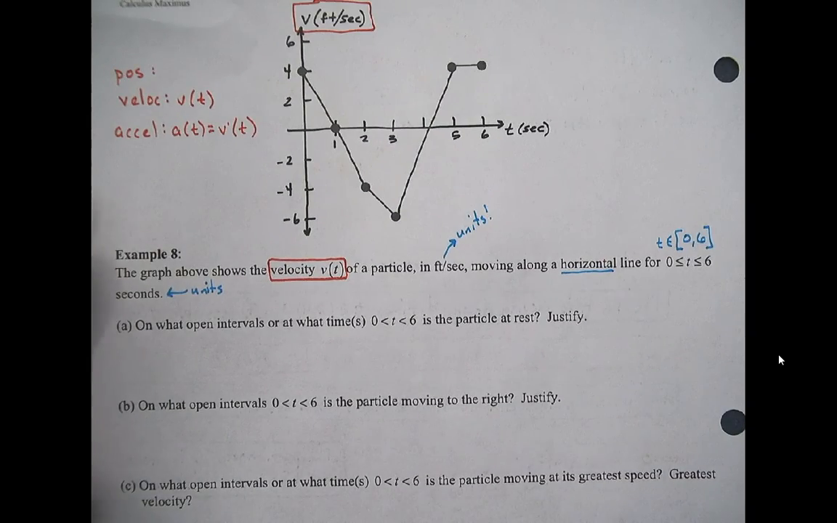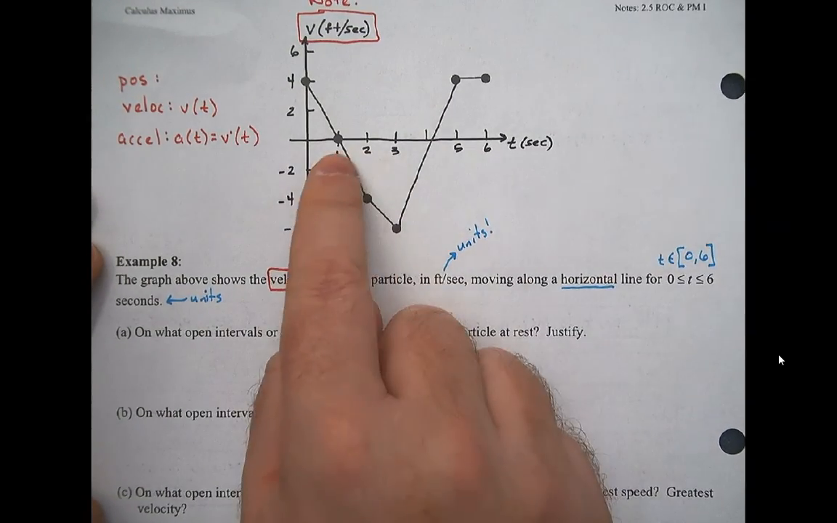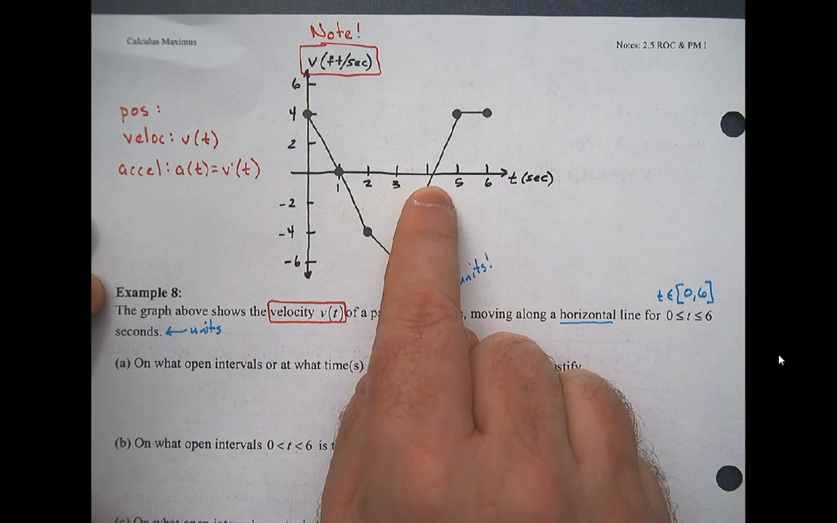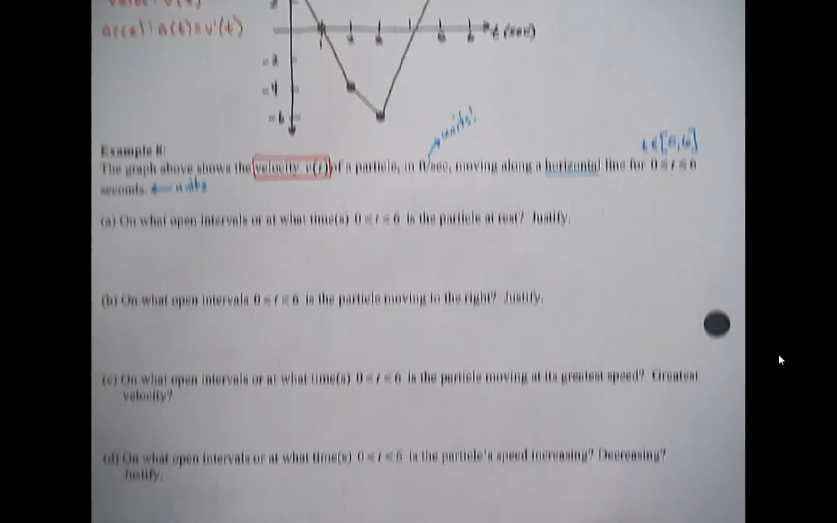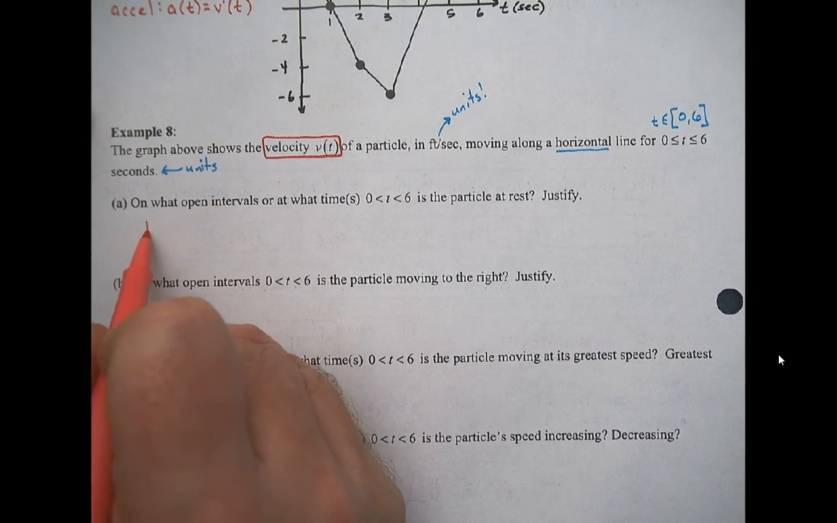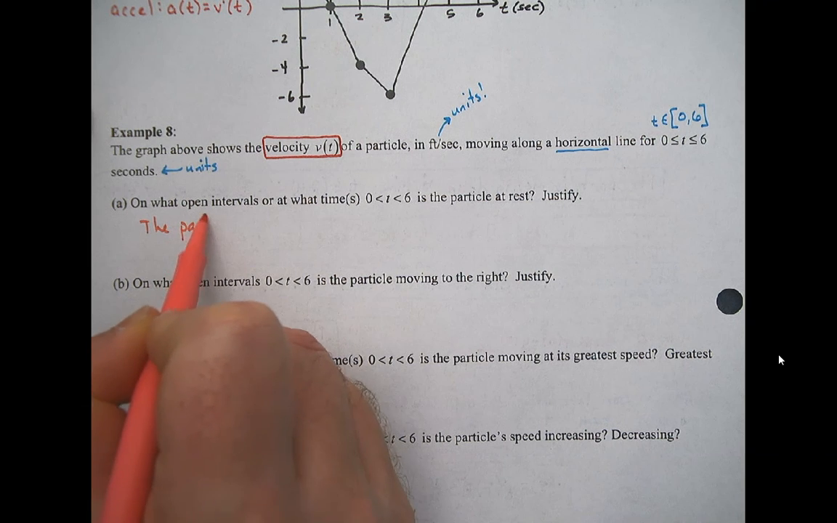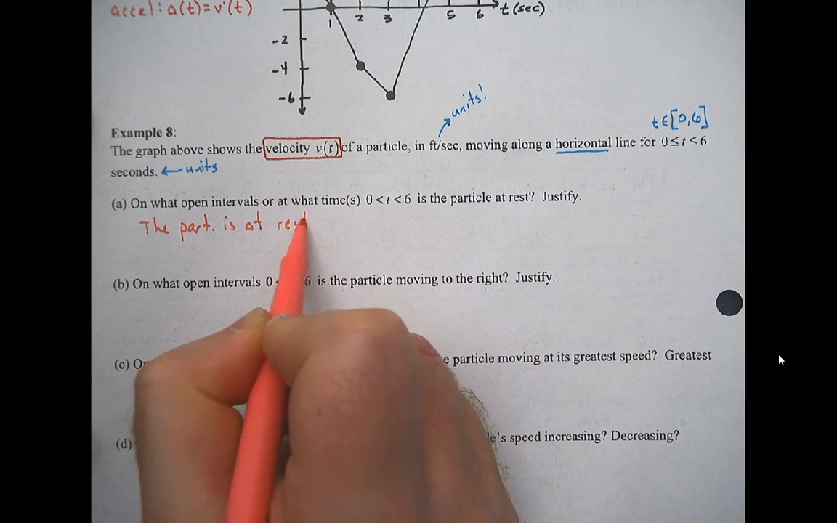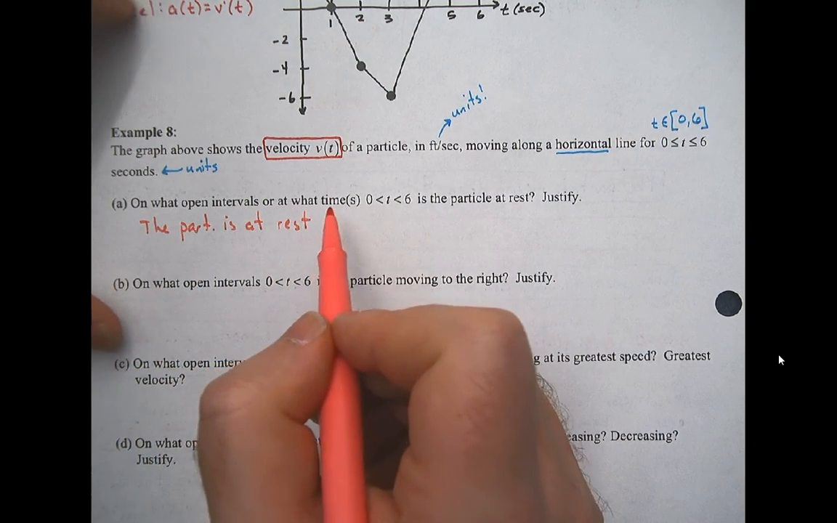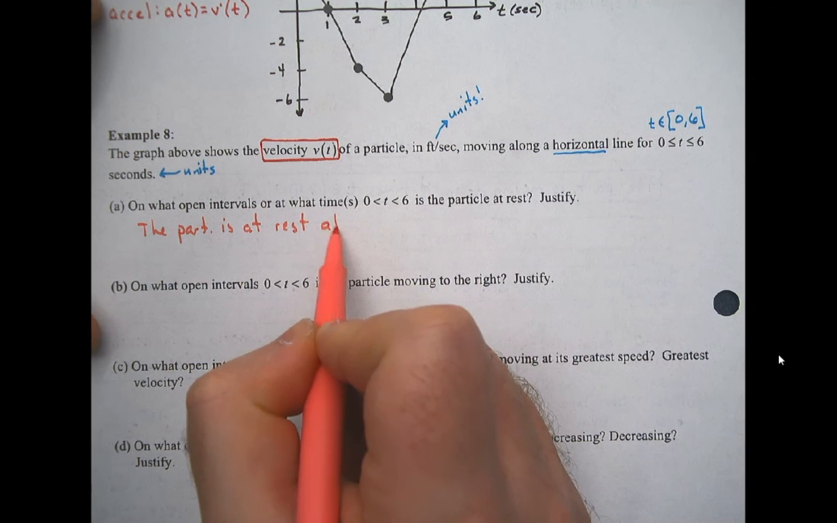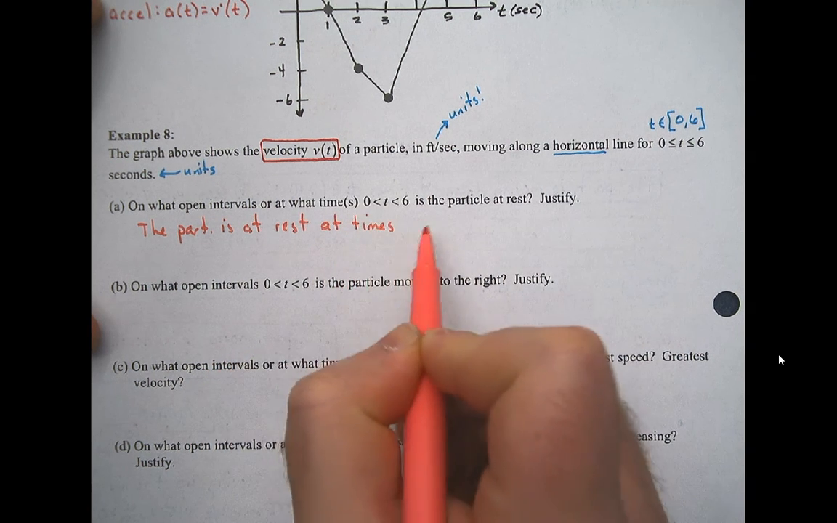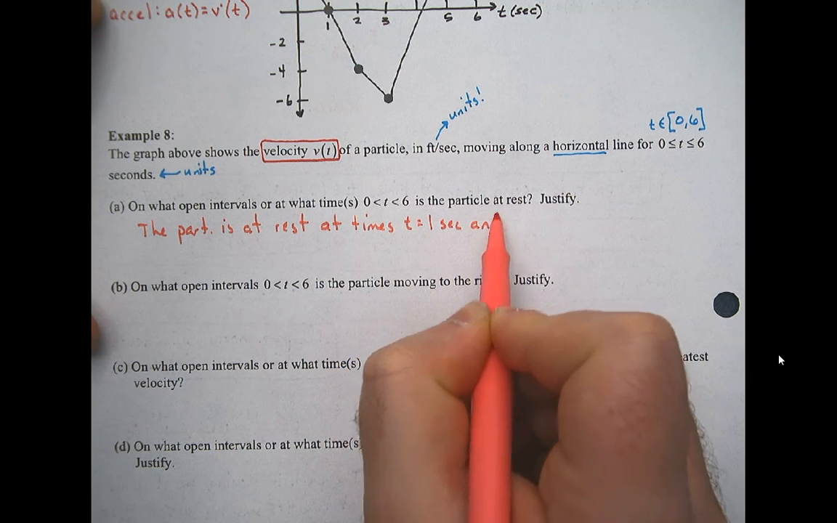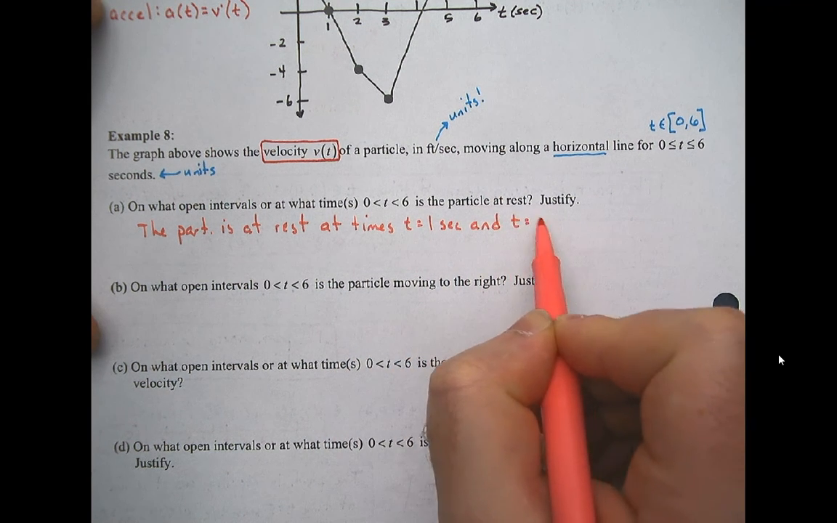Okay, so on what open intervals or at what times is the particle at rest? My particle is at rest whenever the velocity is 0. So there's a picture of velocity. I have a height of 0 here, and I have a height of 0 here. Let's call that like 4.2. So the particle is at rest at times t equals 1 second and t equals 4.2 seconds.